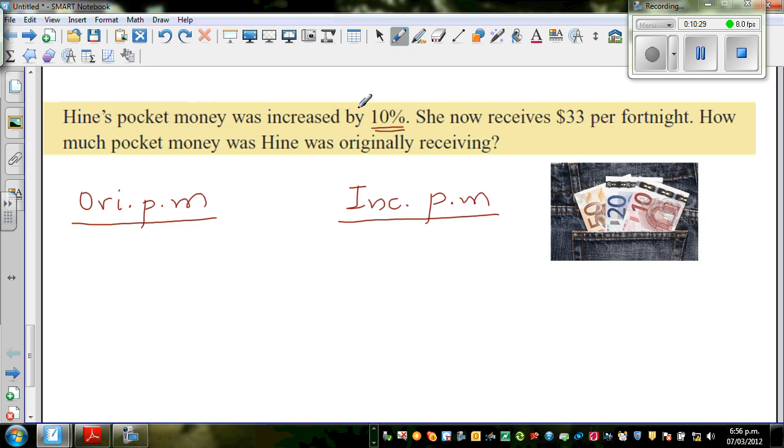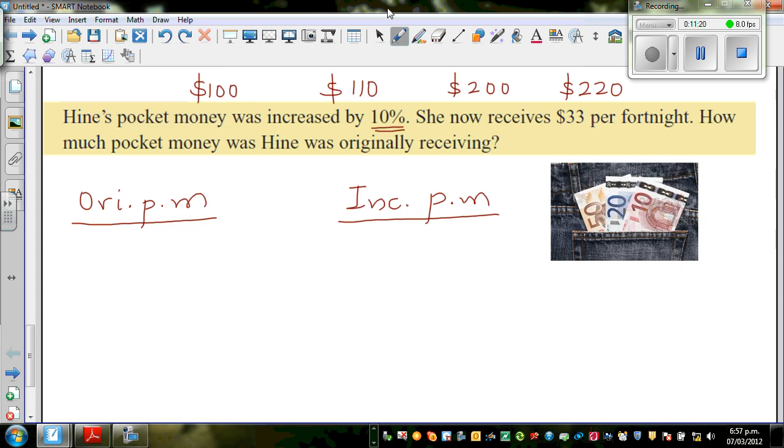What does this mean? There's an increase of 10%. That means if she was getting $100 previously, she would get now $110. If she was getting $200, she would get 220. That means for every $100, she's going to get $10 more. For $200, she will get again $10 on that. That is 220. Or 10% of 200 is 20, and that's why. So if it's 300, you get 330, and so on.